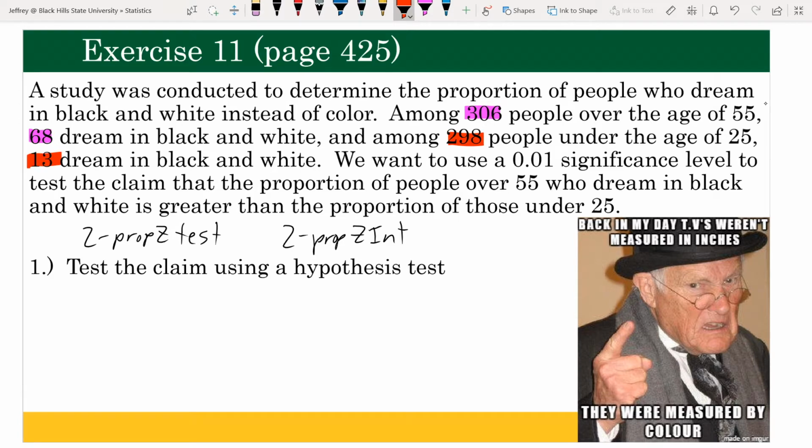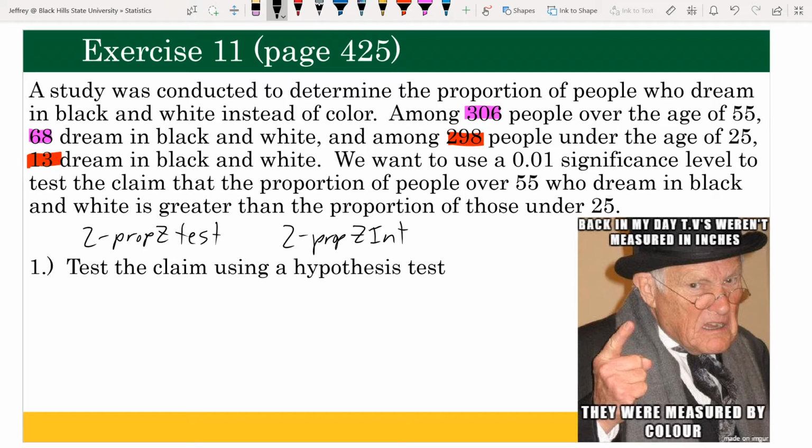Now, I think it's pretty clear that based off our number of successes that we have here, these are easily over 5, and we have definitely more than 5 for the number of failures in both groups. And I think it's also safe to say that these are in fact simple random samples, and that we do have independent samples.